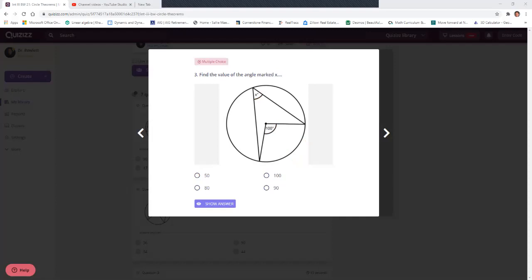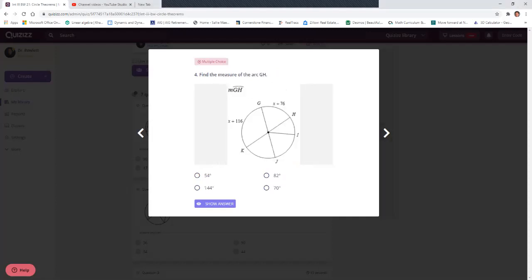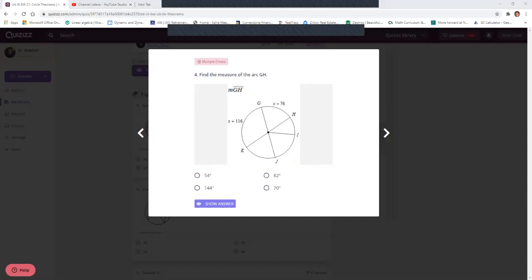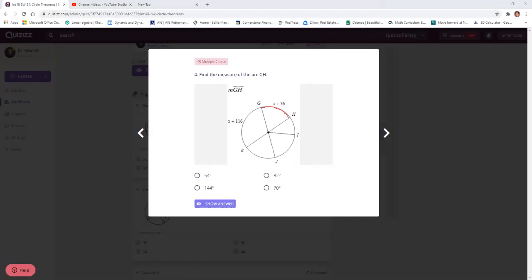Problem number four. On this one, we have a circle with several different radii, and basically we're trying to figure out the measure of arc GH. Arc GH is the measure from here to here. And if you go all the way from K to H, in other words, from here all the way around to here, it looks to me like that is a half circle or a semicircle.